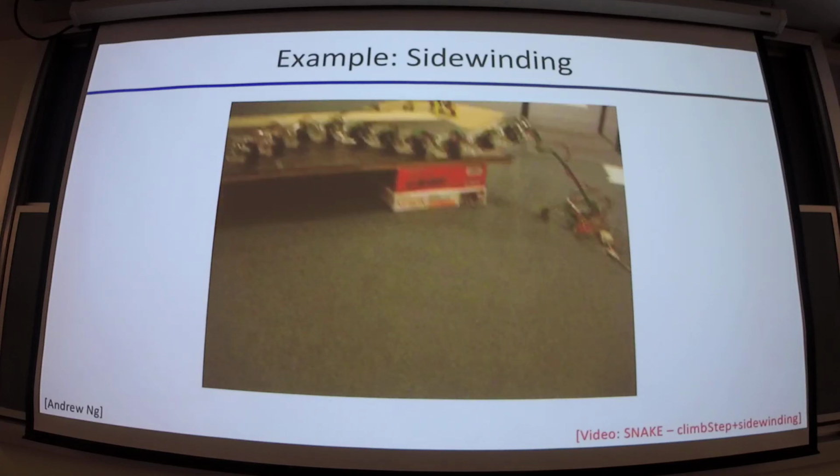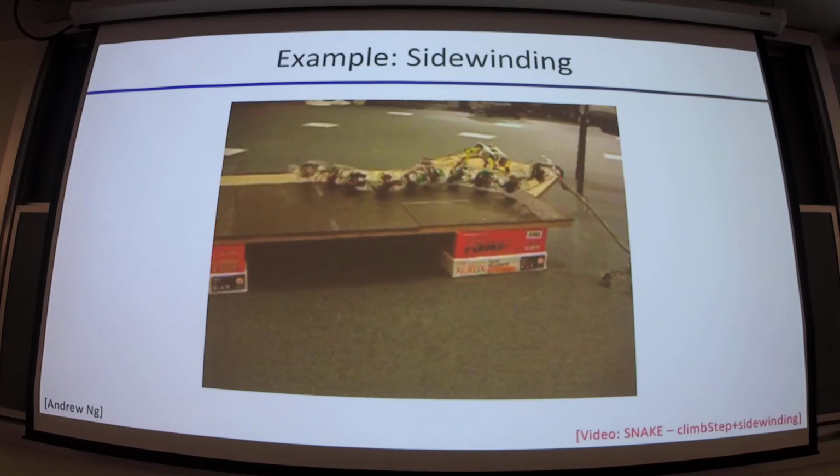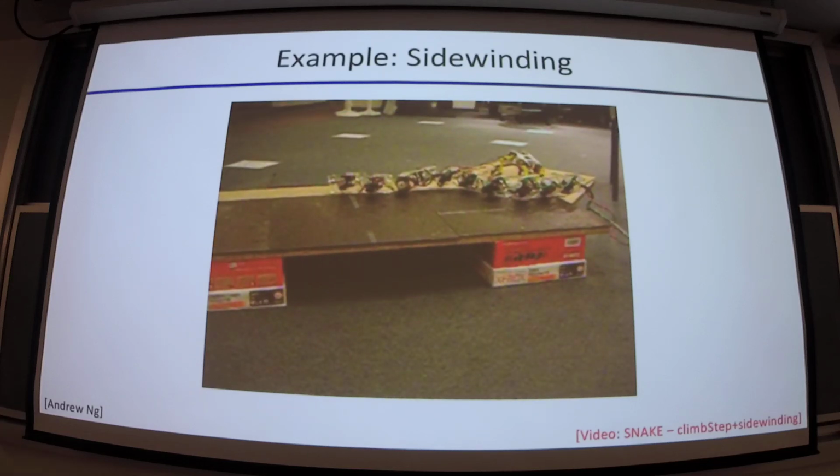It's pretty impressive. So that's its sidewinding motion. If you had to describe to this robot in advance the right way to actuate its motors in order to get up on that step, how hard would that be? It would be very difficult. Right? So reinforcement learning was the strategy used here that learned a policy that allowed that robot to be able to perform that.